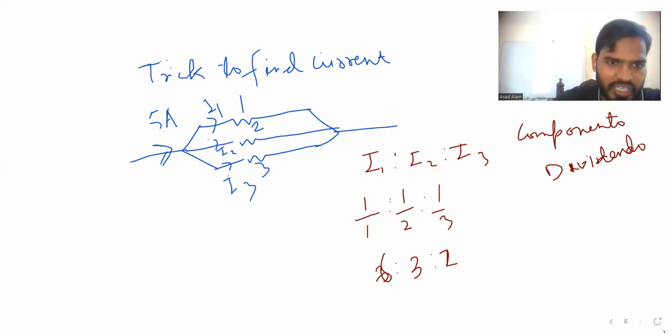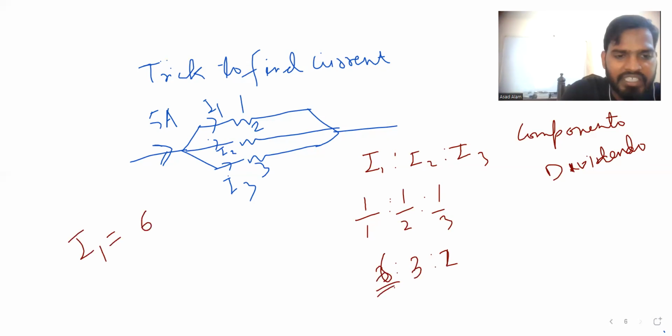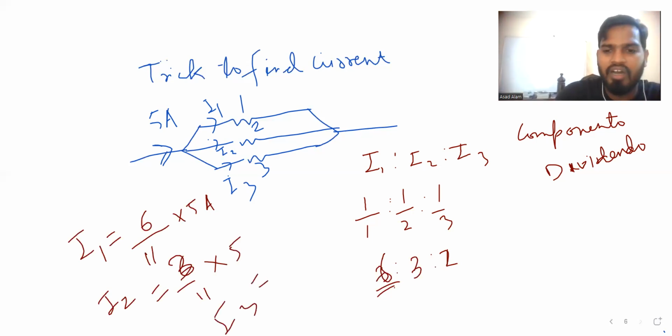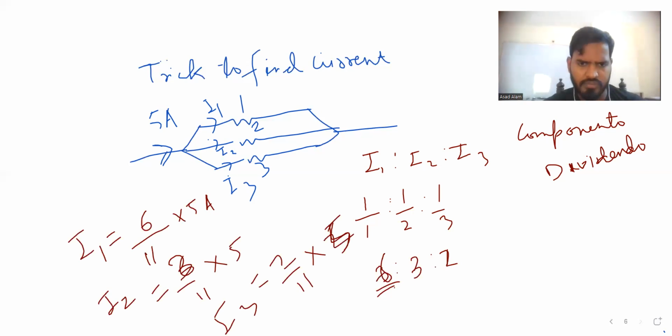So first add all: 6 and 3 is 9, and 9 and 2 is 11. To find I1, write 6 by 11 into 5. I2 is 3 by 11 into 5, and I3 is 2 by 11 into 5. See how easy this way is. By this way, you can find current in a parallel circuit.